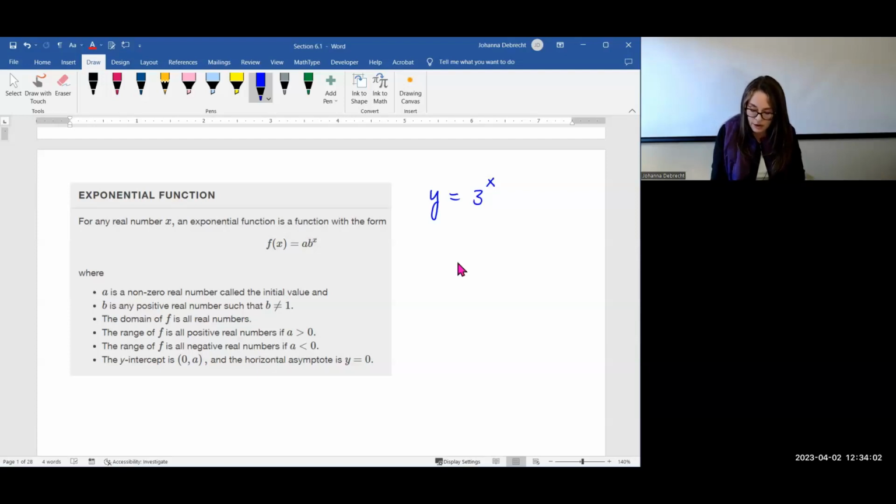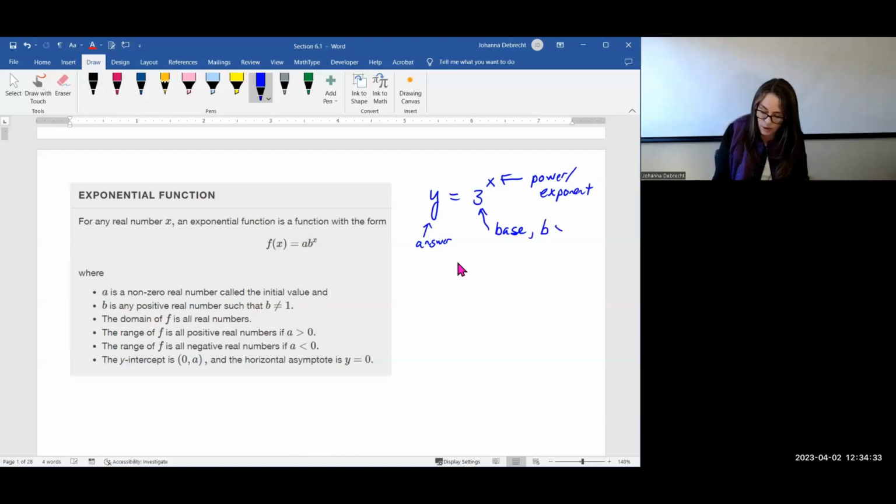Now, the 3 here is called the base. So this is the base. And this is the power. And this, of course, would be the answer part. And the power we can also call the exponent, right? Okay. So we take the base, we raise it to the power, we get the answer. Now, the base has to be strictly greater than 0 and not equal to 1.